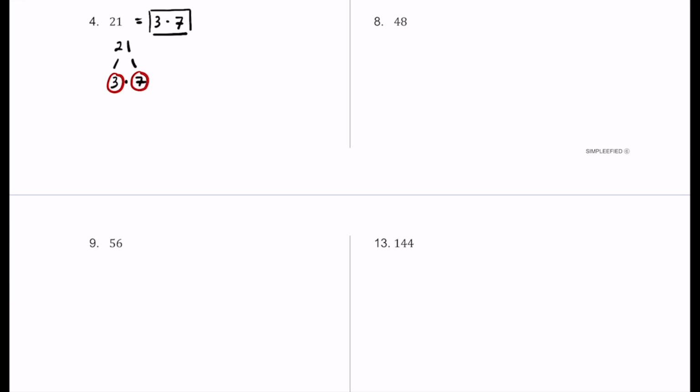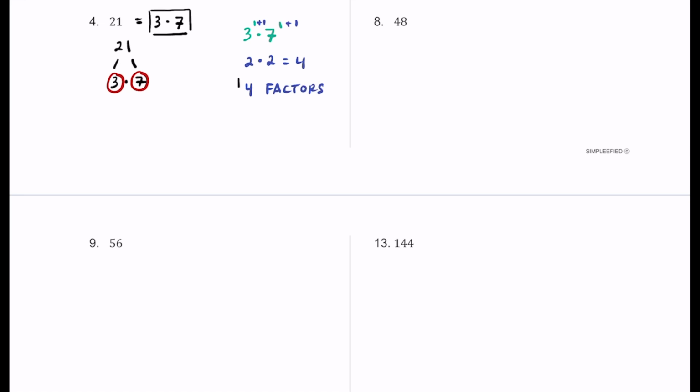Now, if we want to write the number of factors it has, let's just take this 3 multiplied by 7. Keep in mind that this is really 3 to the first and 7 to the first. There's 1 of each of those. And we can add 1 to each of these powers. 1 plus 1 is 2, and 1 plus 1 is 2, so 2 times 2 is going to be 4. So the number 21 has exactly 4 factors.